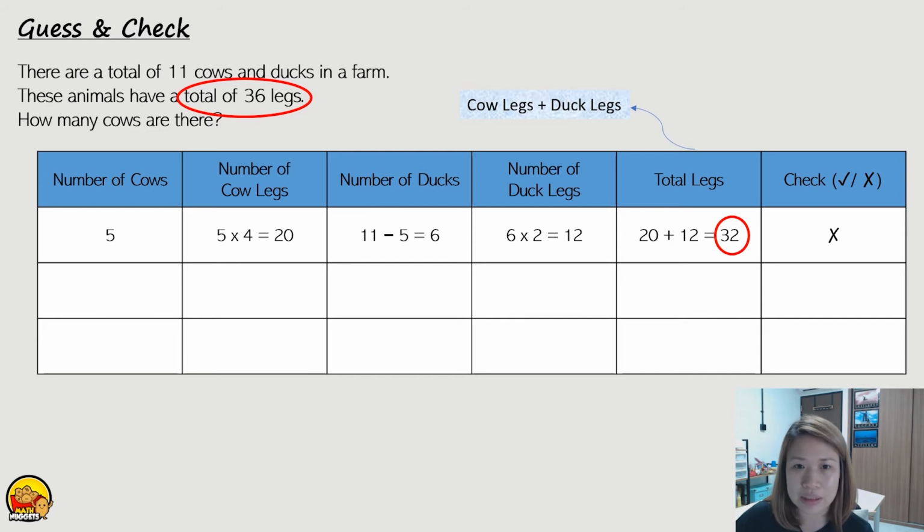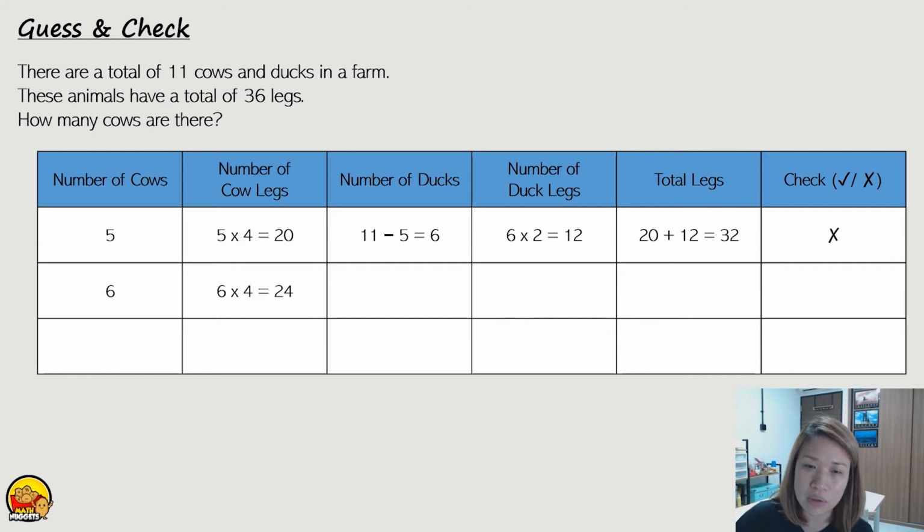So let's guess that there are 6 cows. Okay, so if there are 6 cows, same thing, let's find the cow legs. So 6 times 4, we get 24. So 24 cow legs. So if there are 6 cows, means how many ducks would there be? Total animals 11, right? So 11 minus 6, we get 5 ducks. So if there are 5 ducks, how many duck legs would there be? 5 times 2, which is 10 duck legs.